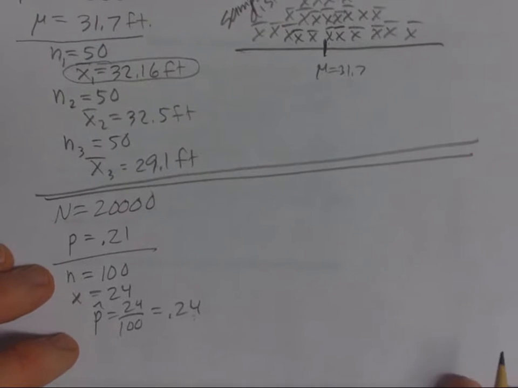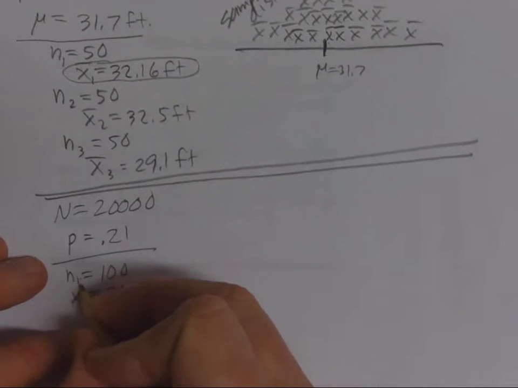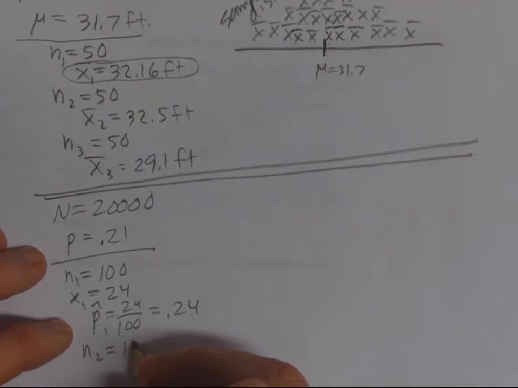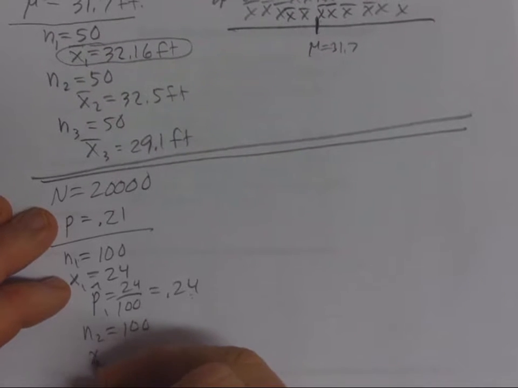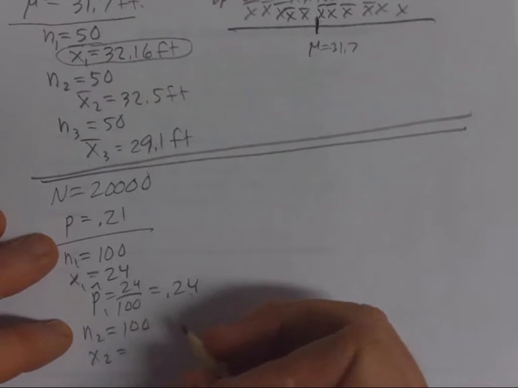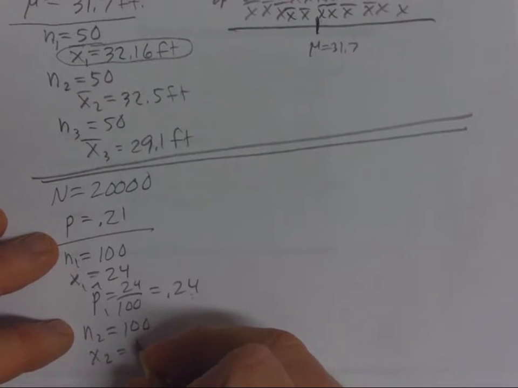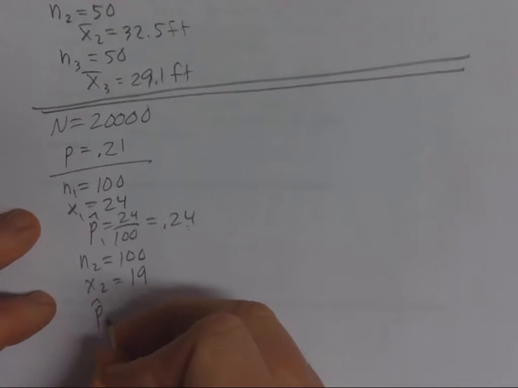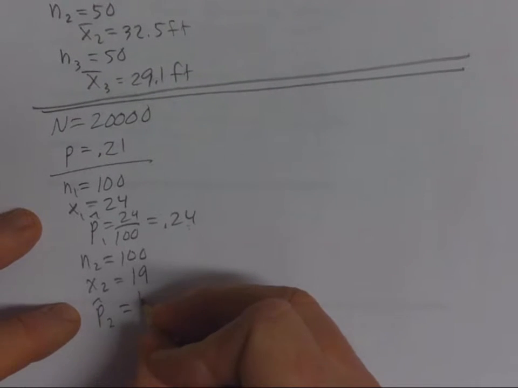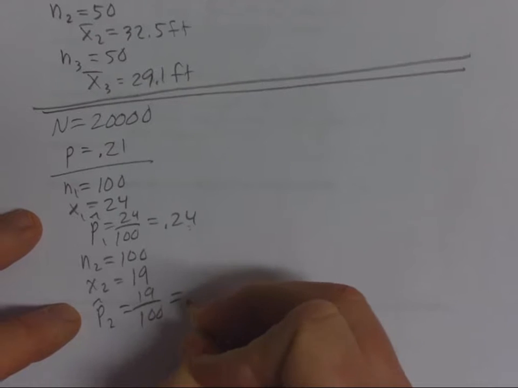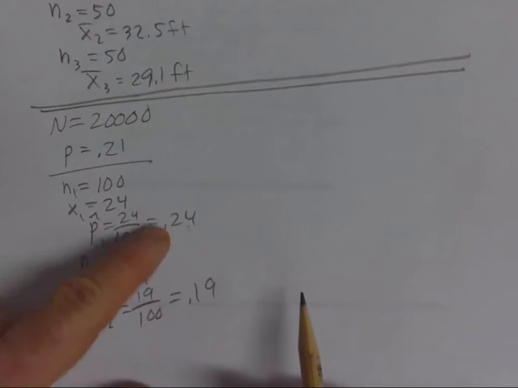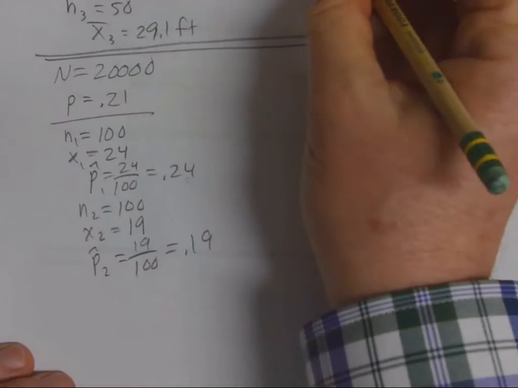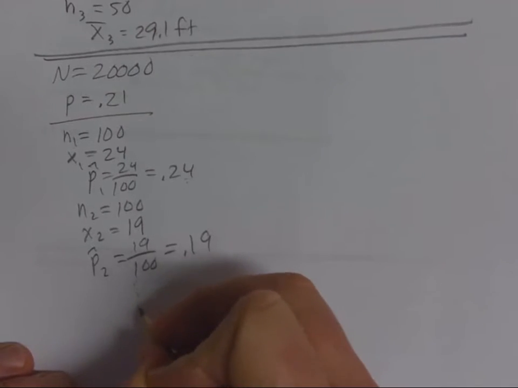Because I've got a random sample here. And if I get another sample, n sub 2, another sample of 100, and my x sub 2, my number of successes, let's just say it's 19. And so thus my p hat sub 2, my second sample, I get 19 out of 100. And so that's 0.19. And all these things are going to vary, just because of sampling variability, and just like what I did up here with the x bars, these p hats are going to vary.